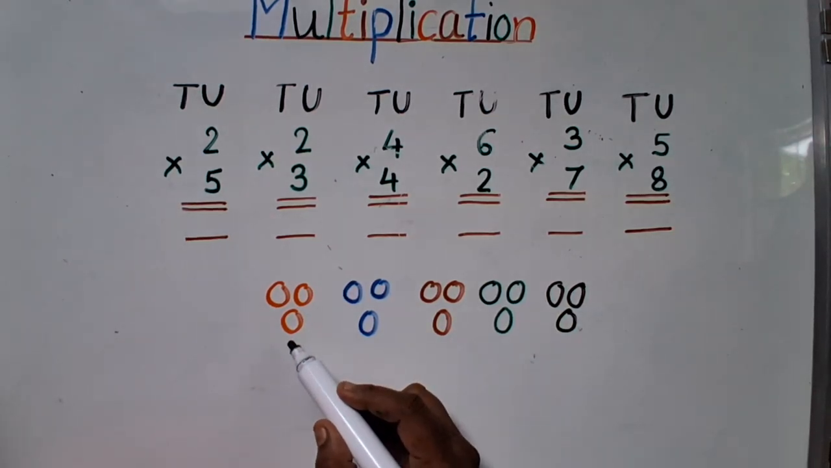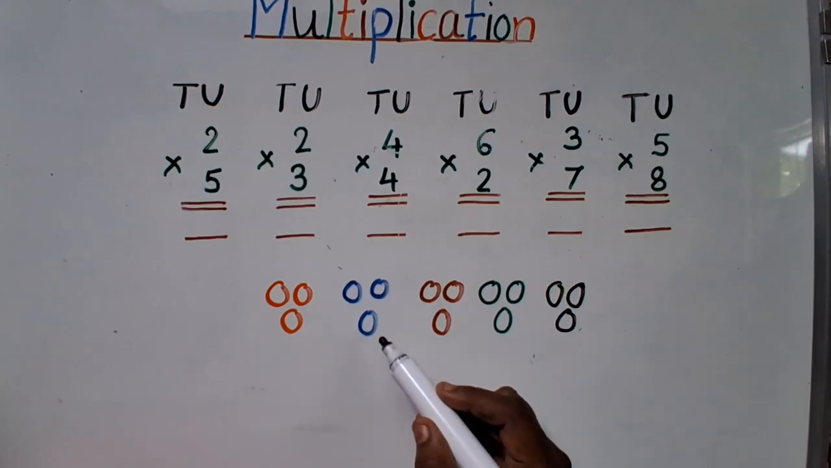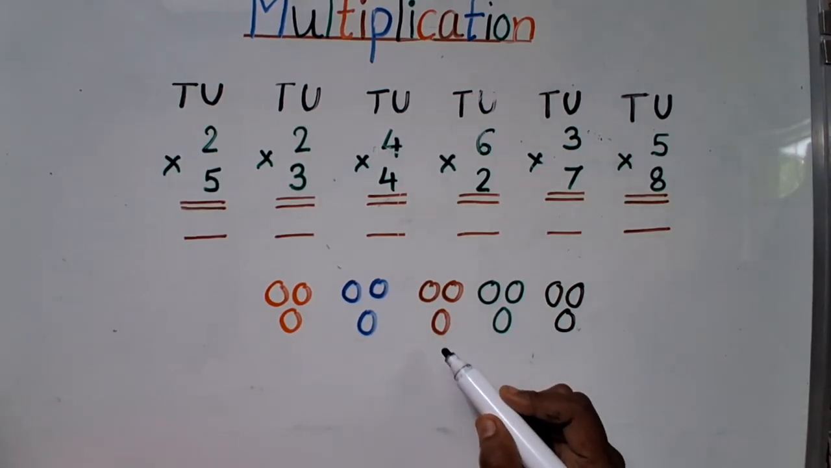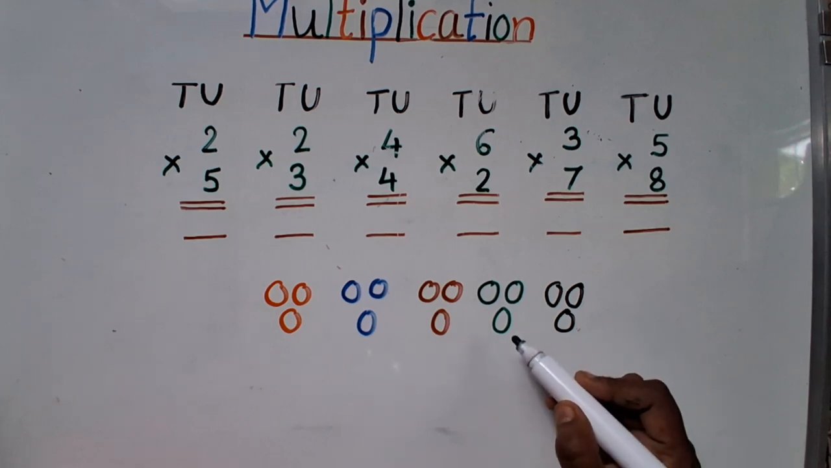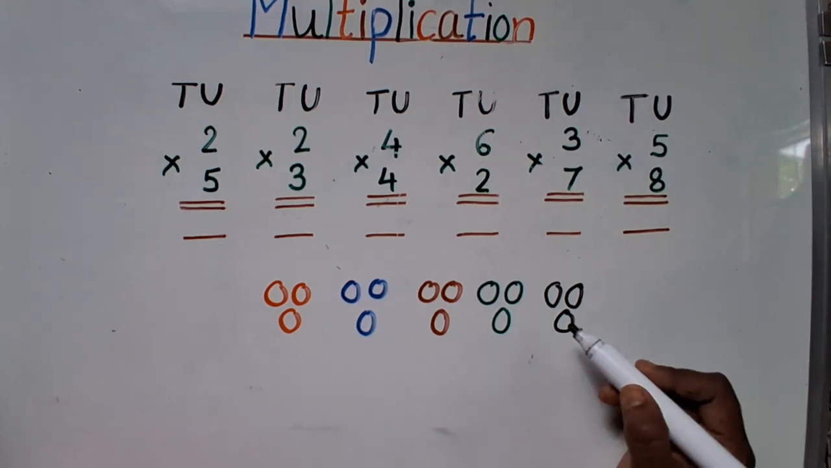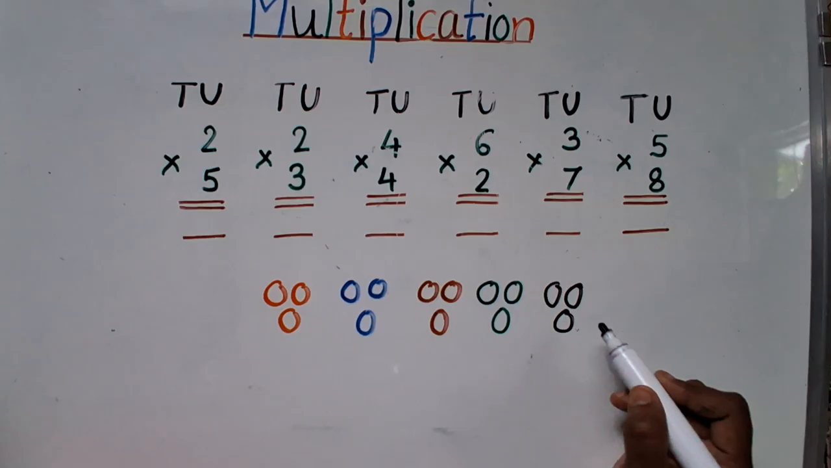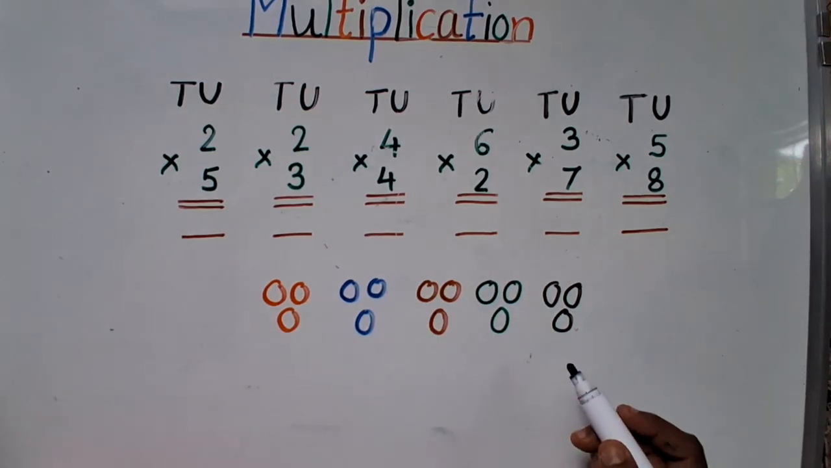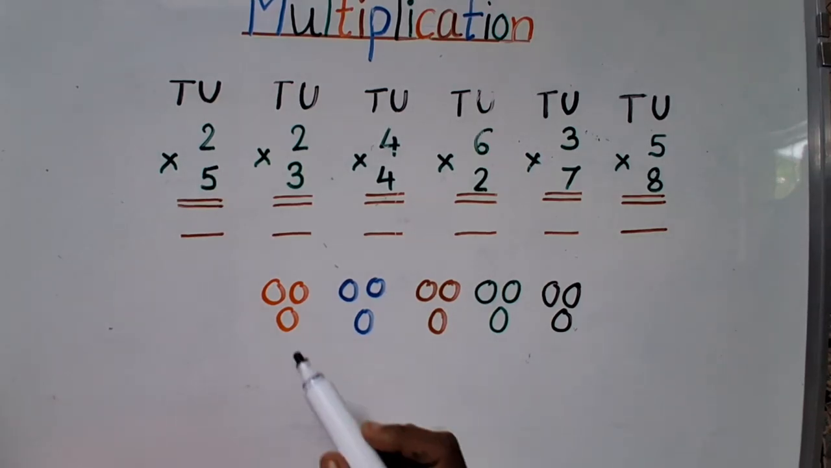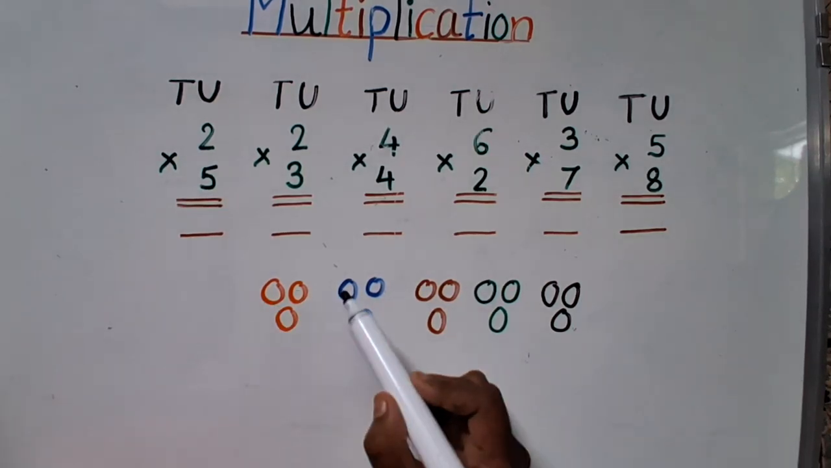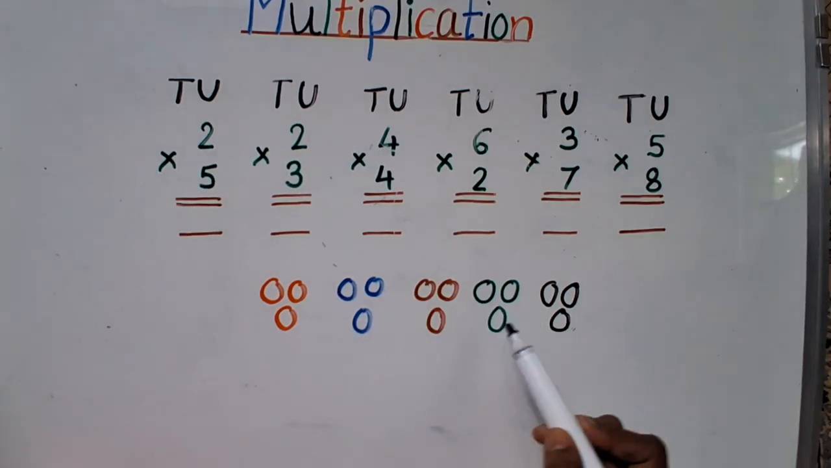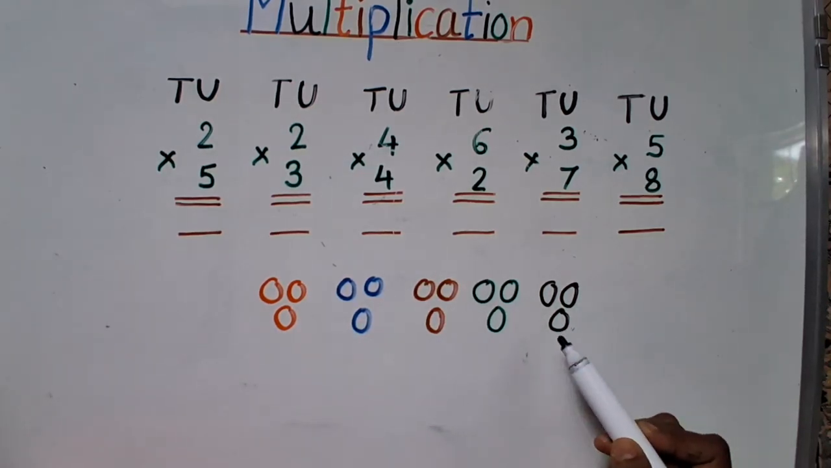3 orange balls in the first group, 3 blue balls in the second group, 3 brown balls in the third group, 3 green balls in the fourth group, and 3 black balls in the fifth group. You have to count all these balls all together. Okay, so how do you count? Still you are counting like 1, 2, 3, 4, 5, 6, 7, 8, 9, 10, 11, 12, 13, 14, 15.